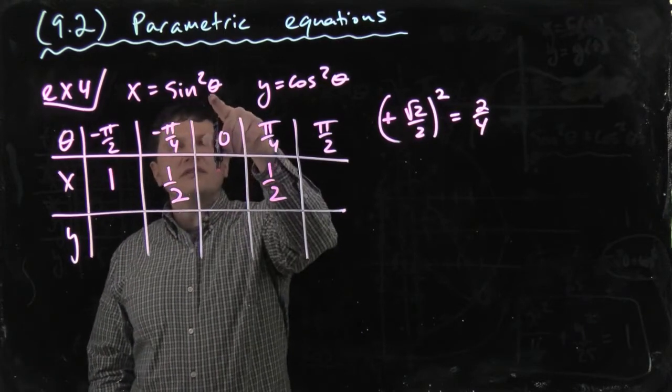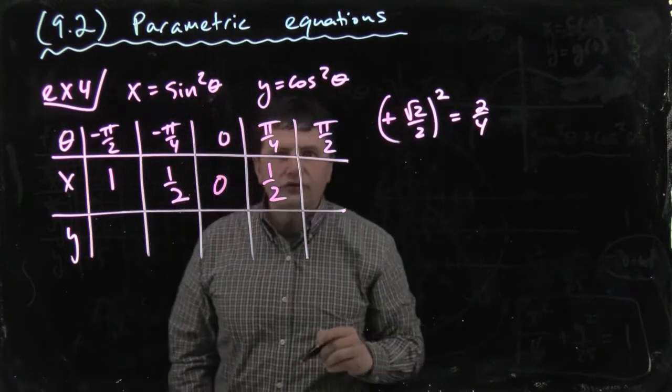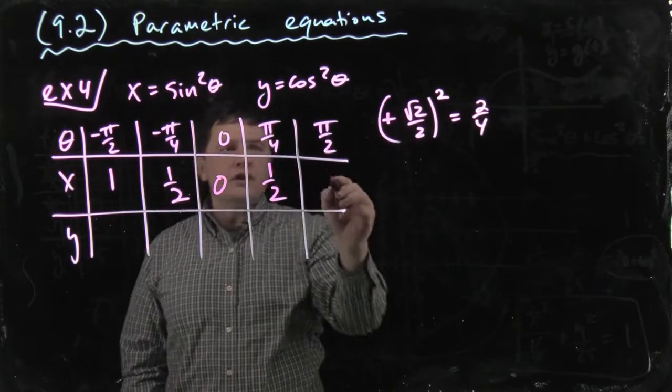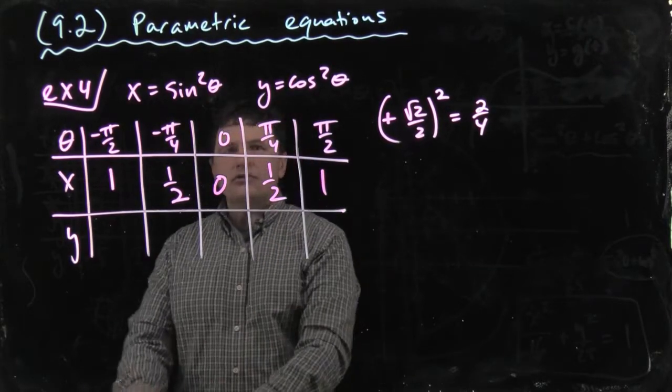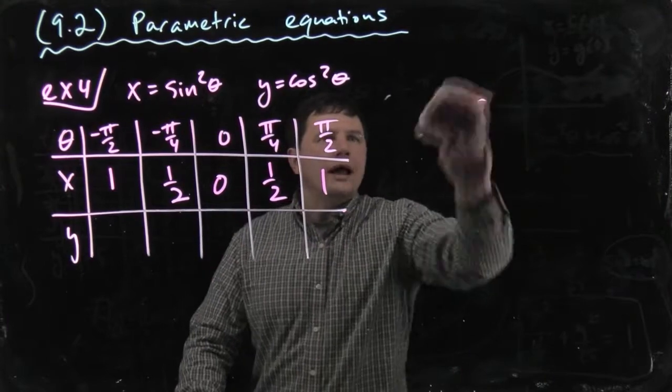If we plug 0 into that, that's just 0. 0 squared, of course, is 0. Pi over 2 gets plugged in, that's 1. That's 1 squared, and there you go. So that is the x done. Let's look at y.